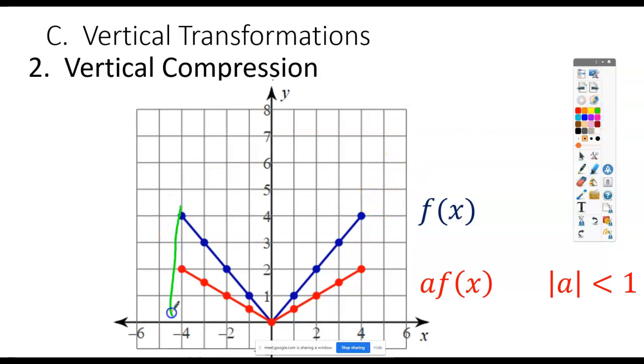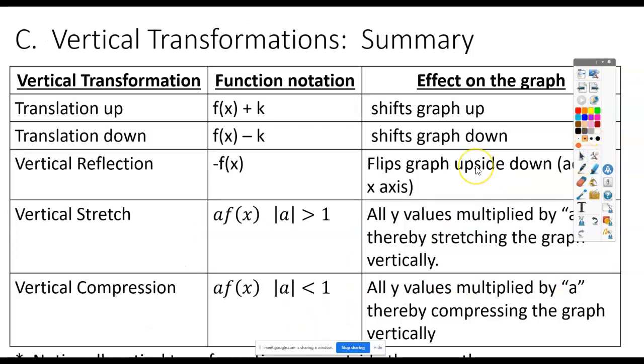It still goes from x equals -4 to x equals +4. The graph did not get skinnier or fatter. It just got smashed vertically. Okay, it got squished closer towards the x-axis. So that's what that does. So those are all of our transformations.